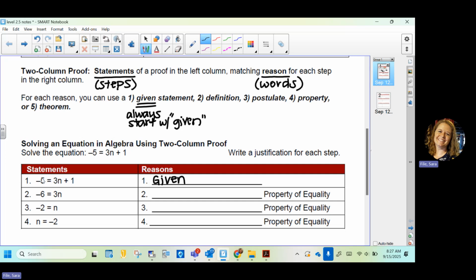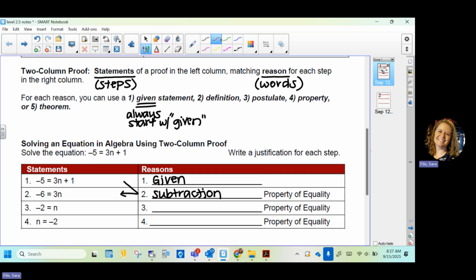Okay, or given statement. Now, here's the actual steps, okay? How do they get from -5 equals 3n plus 1 to -6 equals 3n? Where did that 1 go? How did they get rid of that plus 1? They subtracted. So that's going to be my reason, subtraction. They've already got property of equality written out. So from here to here, that was subtraction.